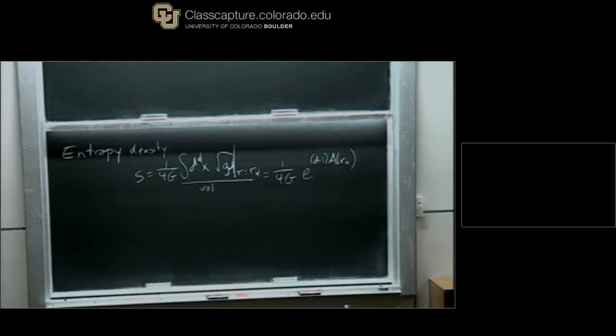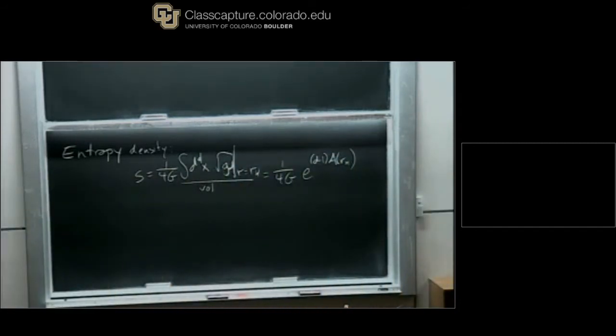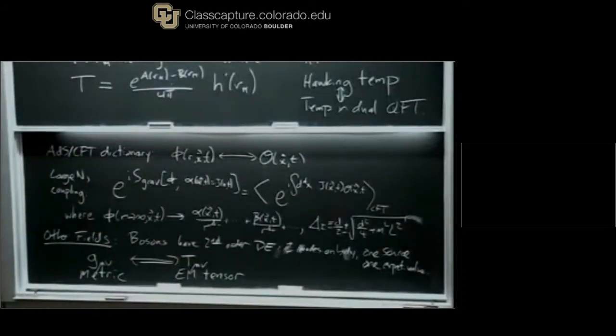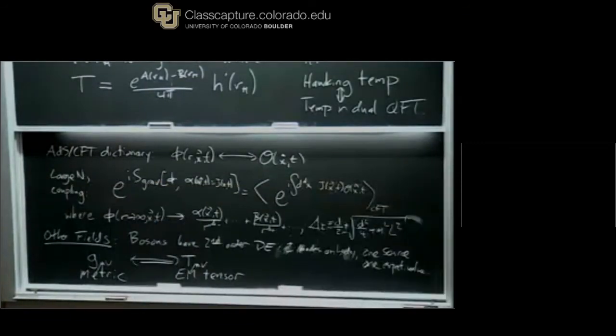So that's two of the thermodynamic quantities I'm going to be interested in. The other two are, I may have a conserved current. And for that conserved current, I can turn on a chemical potential, as well as have a density for it. Yeah, question? Why is this not the Wald entropy?